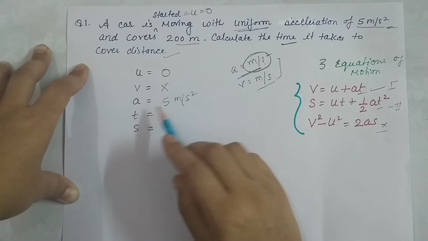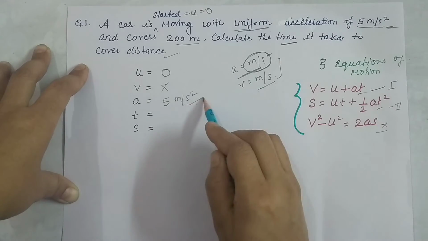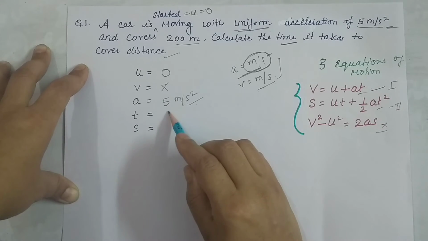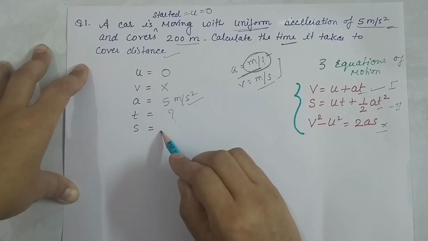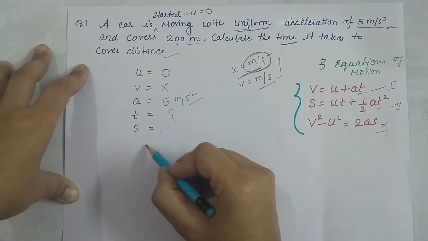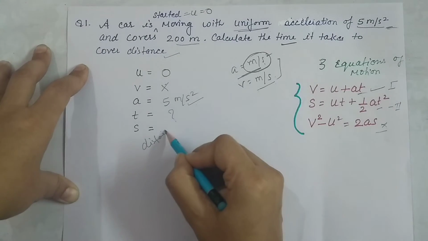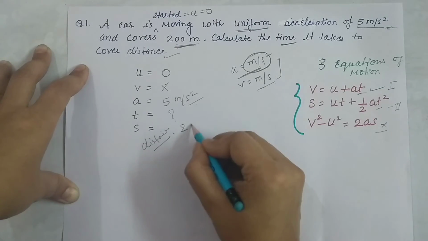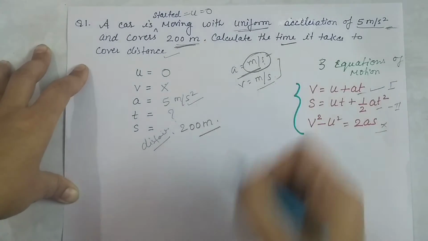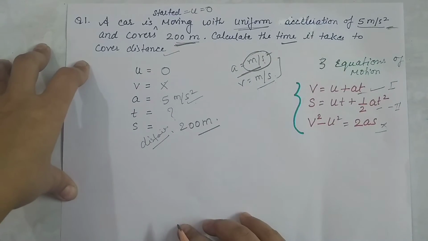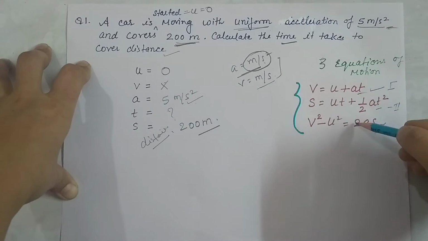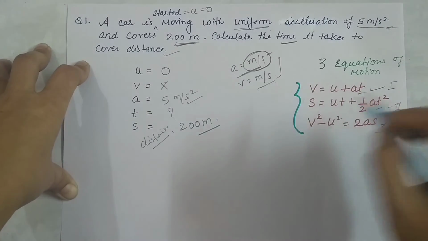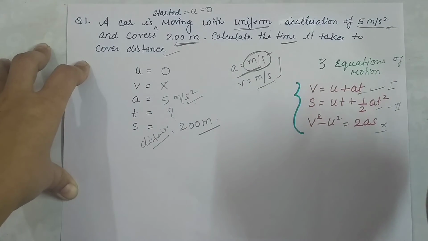Now here a is equal to 5 meter per second square. t we have to calculate, and s here is the distance, so we know that the distance is 200 meter. Now you have to find out which equation is going to be best applied for this numerical.